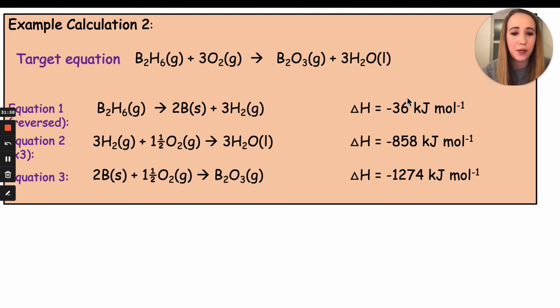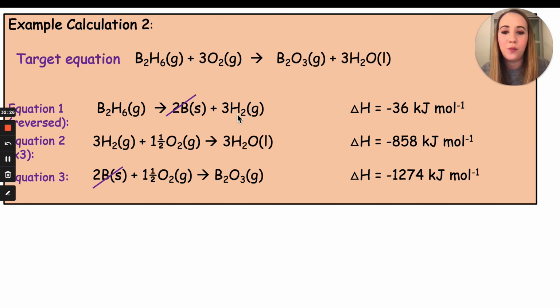Okay, so before we add these values together, let's just double check we've done this correctly. Do we see anything that doesn't appear in our target equation, that we can cancel out? Starting with 2B, this is on the right hand side of equation 1, and we also have 2B on the left hand side of equation 3. So these two are going to cancel each other out perfectly.